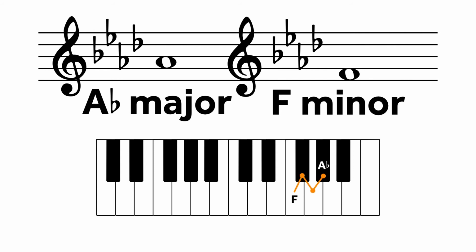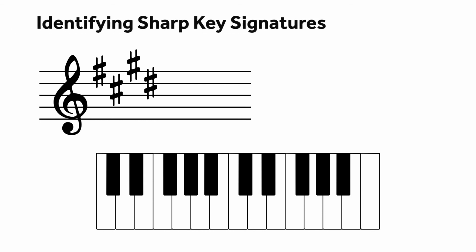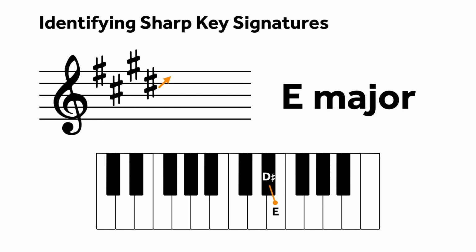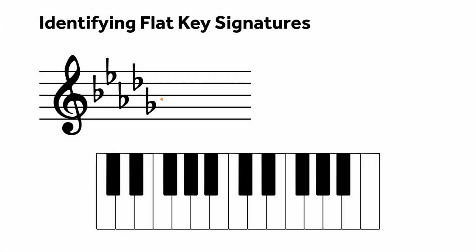In addition to memorizing the circle of fifths, there are 2 other methods for determining the name of any key. For sharps, find the last sharp of the key signature and go up 1 half step. This note is the name of the major key. For flats, find the second to last flat in the key signature. This is the name of the major key.